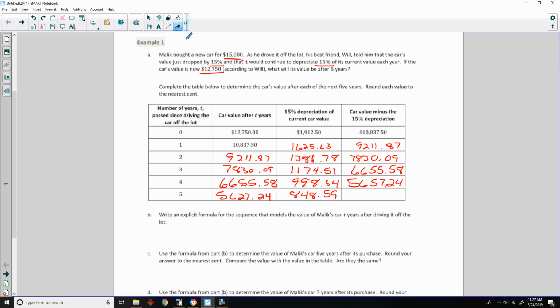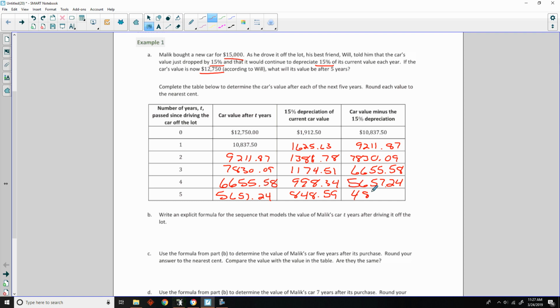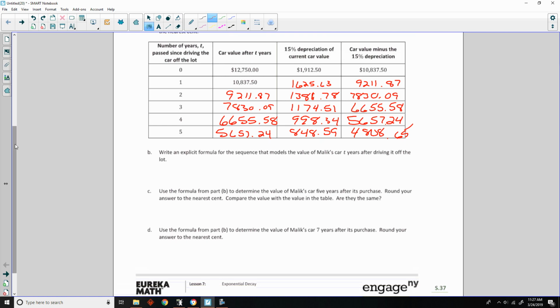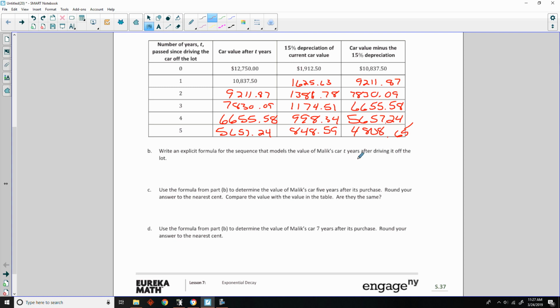I see what I did. 5657.24. Why won't my eraser work? Alright. Try that again. Second, enter. 5657 gives 4,808 and 65 cents. Okay, so there it is. Buy a car for 15 grand. 5 years later, it's worth 4,800.